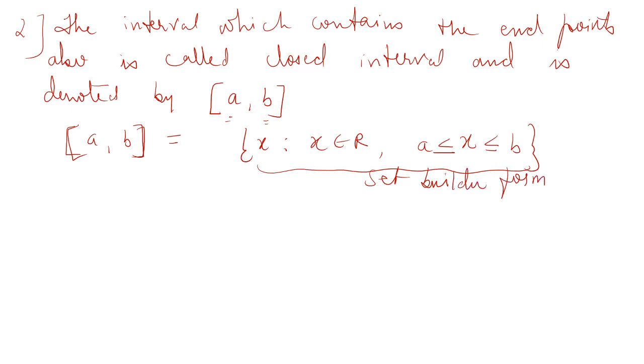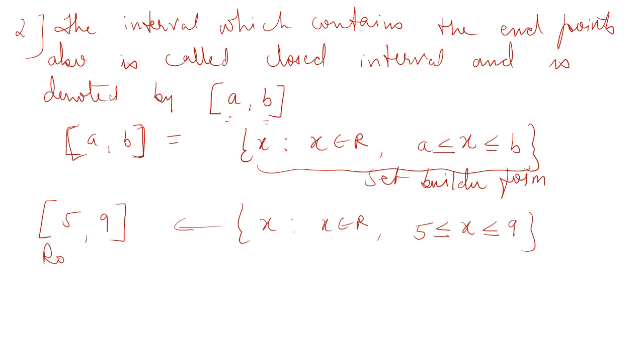So for example, if I take the closed interval 5 comma 9, that means all real numbers in between 5 and 9, including 5 and 9. So what is the set builder form of this one? x such that x belongs to R and x is greater than or equal to 5, less than or equal to 9. This is the set builder form of this one. And we call this one the roster form, and writing in this way it is called the set builder form.